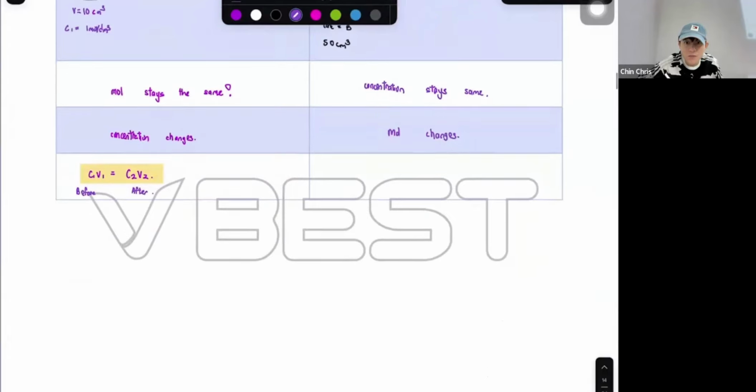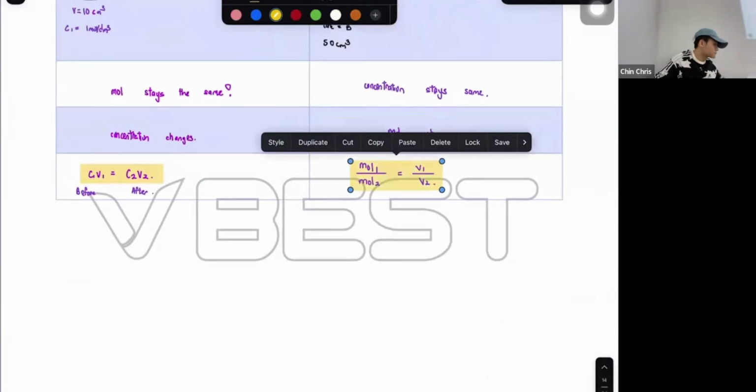So guys, if you have questions, ask me. How do you find mole 1 over mole 2? It equals volume 1 over volume 2. They are directly proportional.